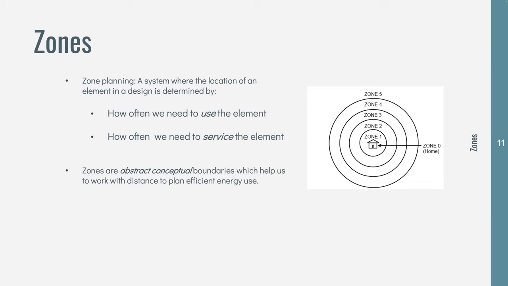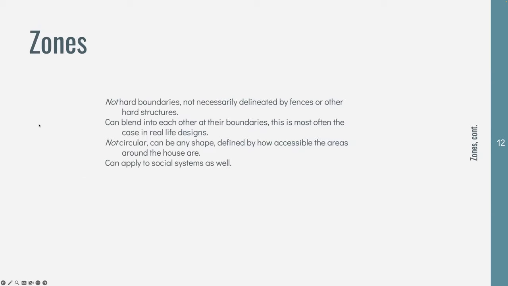Okay, yes, they're abstract boundaries as well. And I'm sure you've had a chance to read some of the slides that I'm talking about. Oops, let me go back one real quick. So yeah, I mentioned they're not hard boundaries. They're more delineated by our pathways that we engage with our landscape and how we want to interact with it. They can definitely blend into each other. So there's not a specific plant palette for zone one and then one for zone two. Plants can definitely blend in between zones as well. You can have garlic planted under your orchard trees in your zone four, for example. And yeah, they're not circular, like I mentioned.